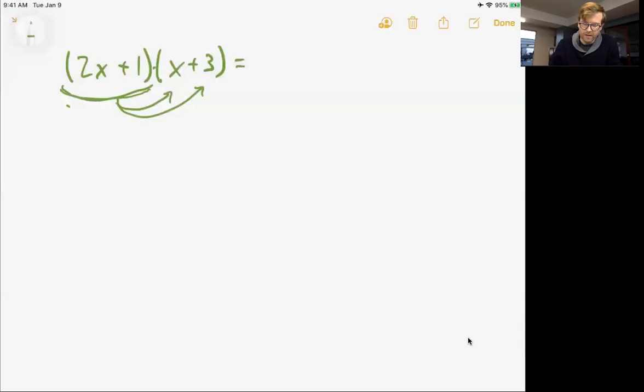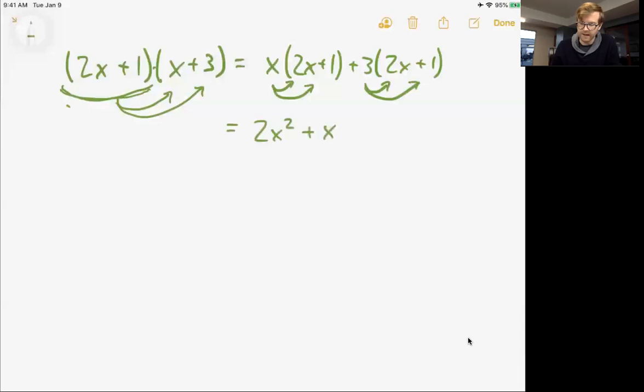So then the x needs to get multiplied by the 2x plus 1, right? And also the 3 needs to get multiplied by the 2x plus 1, okay? And then, of course, we need to do some more distribution through the parentheses. This x has got to get distributed for those two, and this 3's got to get distributed through those two. And so we get left with 2x squared plus x plus 6x plus 3. We can combine those like terms in the middle for 2x squared plus 7x plus 3.